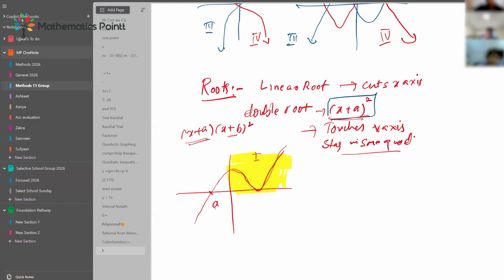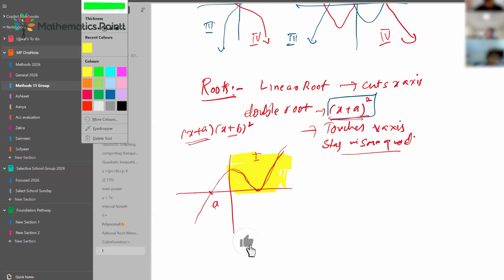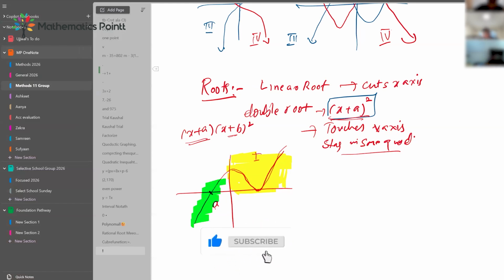Whereas if I change the color here, look at this portion of the graph, just this portion, the green portion. The green portion is more like a straight line. It is a linear root. Linear is a straight line. That's why it is cutting. Am I clear? So we can chop our graphs into linear and parabola views, and they can join together.